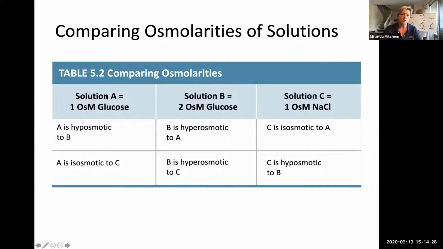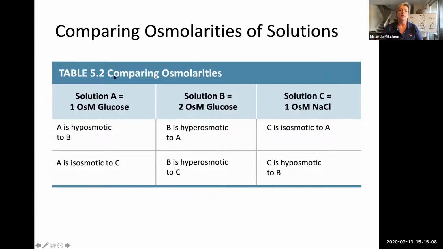So we've got three solutions. We've got solution A, B, and C. Solution A is 1 osmolar glucose. Solution B is 2 osmolar glucose. And then C is 1 osmolar sodium chloride. So now let's describe some of these relationships. And there is more than one correct answer for some of these boxes. So A is hypoosmotic to B because 1 is less than 2. So hypoosmotic to B. We could also say that B is hyperosmotic to A, right?